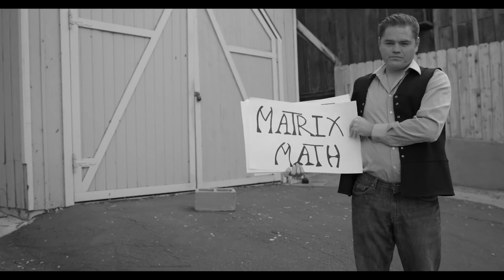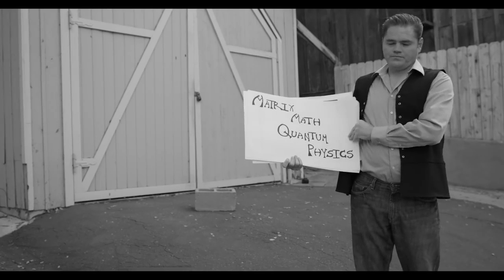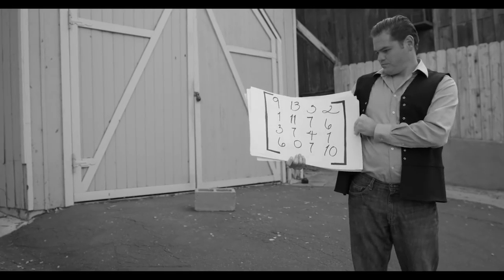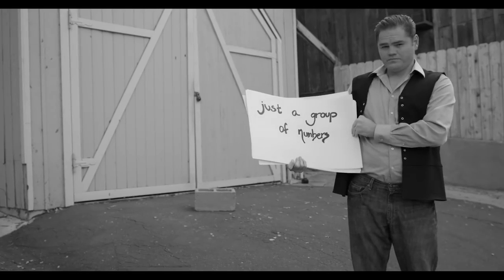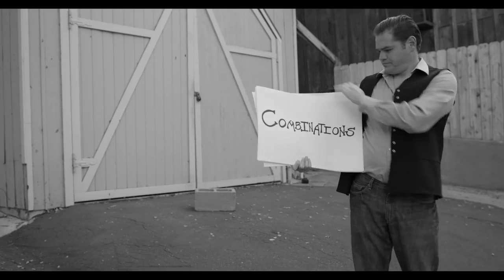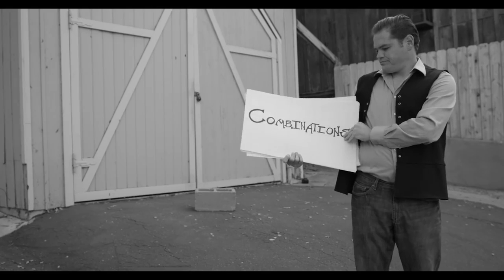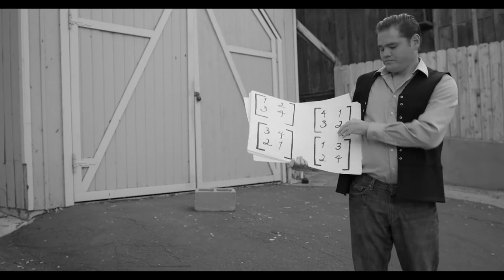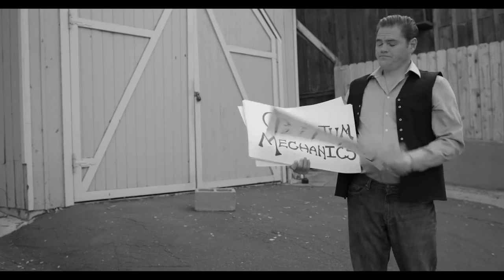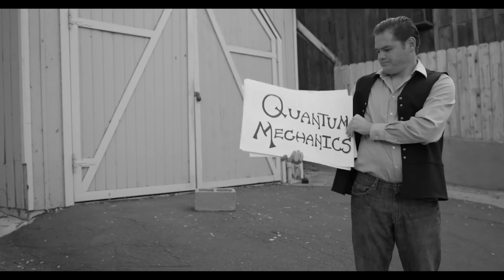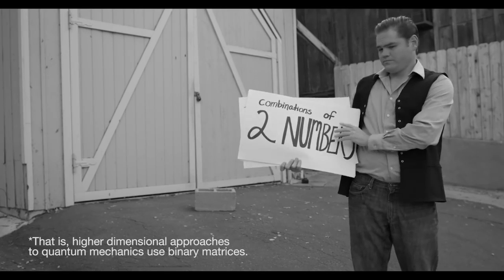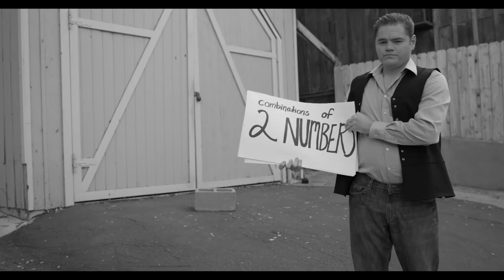Matrix math is the type of math that quantum physics uses in its formulas. Without getting too technical, this is an example of a matrix. A matrix is just a group of numbers that are arranged in columns and rows. And there's a certain amount of combinations for these numbers inside the matrix. Like if a matrix has 4 numbers inside it, there are 24 different possible combinations for those 4 numbers. Quantum mechanics uses matrices that are binary, so they only contain various combinations of 2 numbers. Each of these combinations of numbers has a value.